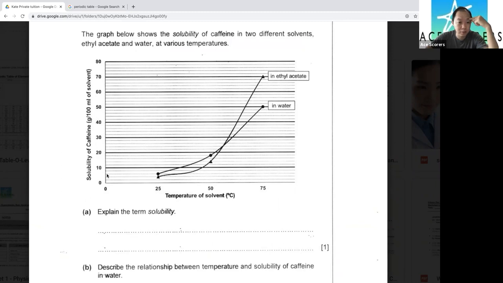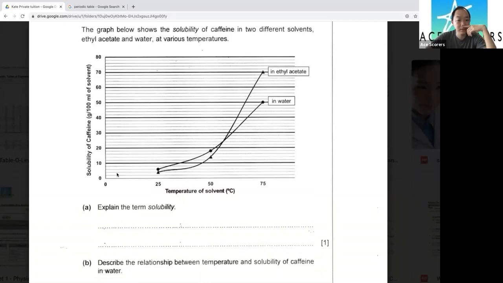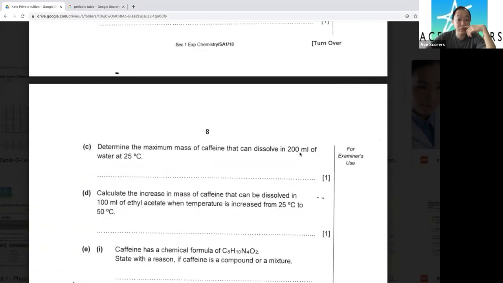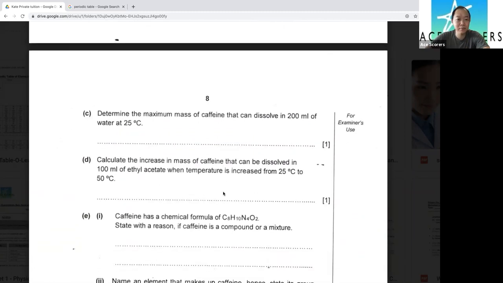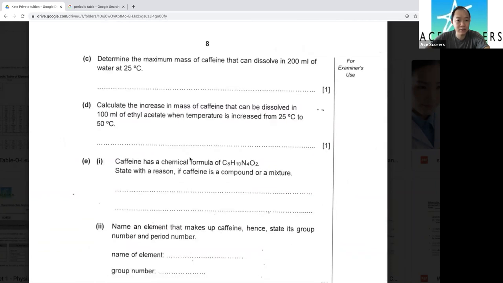It's about 6 grams, 6 grams per 100 milliliters. So the question is, if it was 200 milliliters, it's 12 grams. So we will write 12 grams. Okay, so 12 grams is the answer. All right, so you see the example. All right, so I'll just skip this.